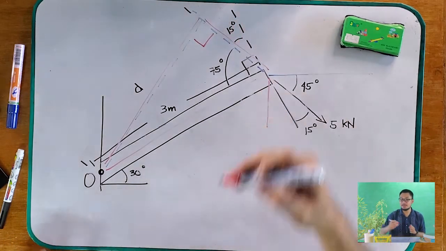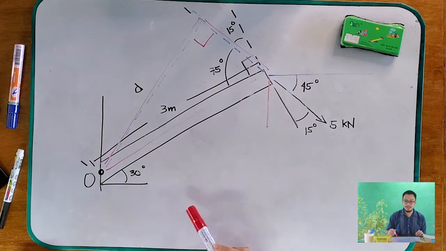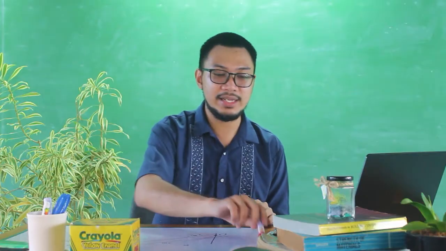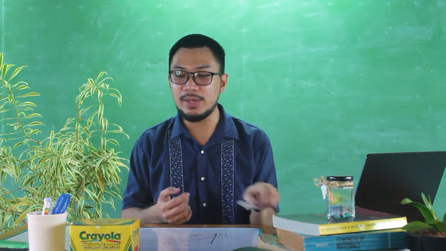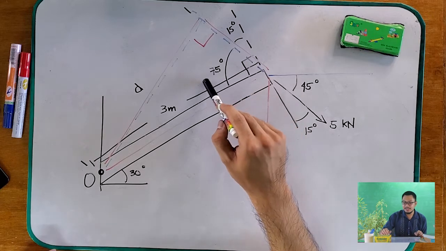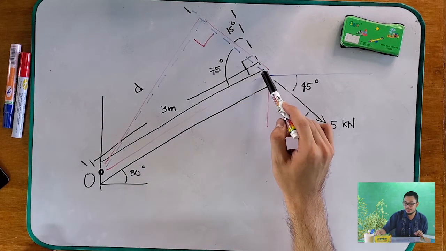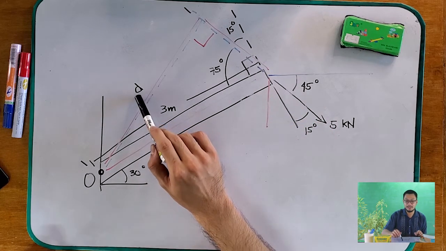Okay? Mao na atong focus karon. And we know this is a right triangle. Okay? So we can apply SOH CAH TOA. And how can we apply that one? This is given, this is given, this one is your hypotenuse, and this one is your unknown.